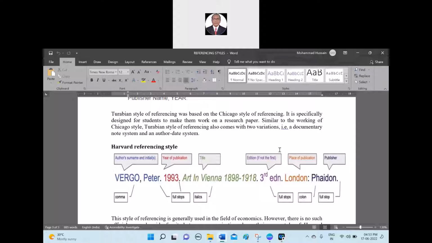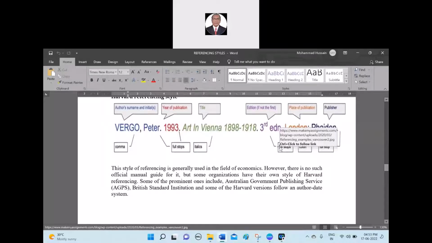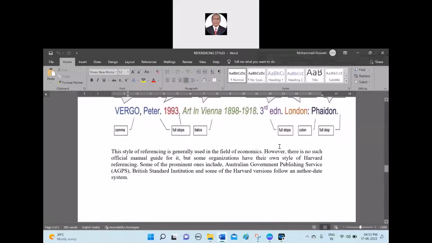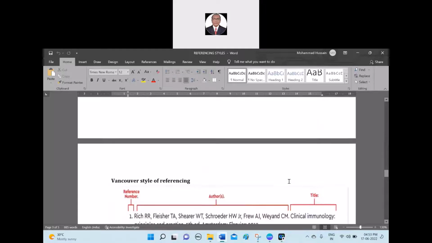This is the book referencing style which you are adopting now. Generally, we are adopting a little modification of the Turabian style, because Turabian style writes the year after the author, but here you write the year at the end. So that is the way you can manage it. The Harvard style of referencing is generally used in the field of economics. However, there is no official manual for it, but some organizations have their own style of Harvard referencing. So it depends upon the way that you use it.